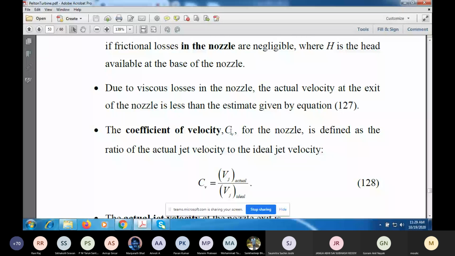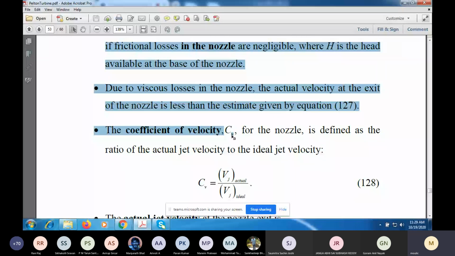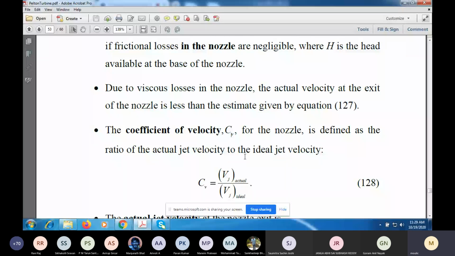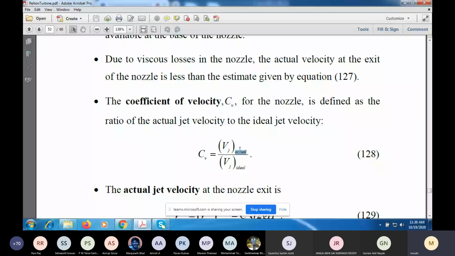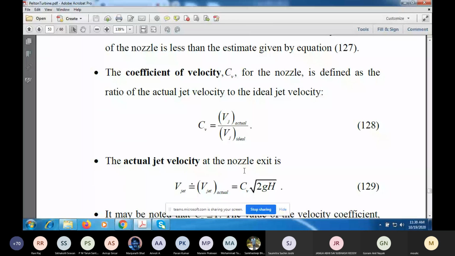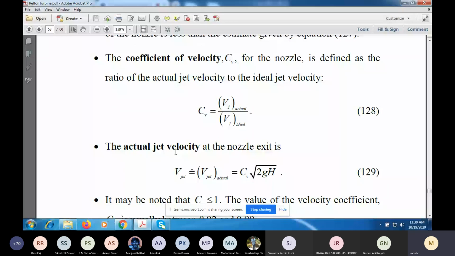Okay. So Cv for the nozzle is defined as the actual jet velocity divided by the ideal jet velocity. So therefore, the actual jet velocity of the nozzle. To emphasize it, I've used the symbol equal to sign with the dot on top, which means Vjet is defined as the actual jet velocity. Henceforth I will not use the subscript actual, but here to emphasize it, I've done it.